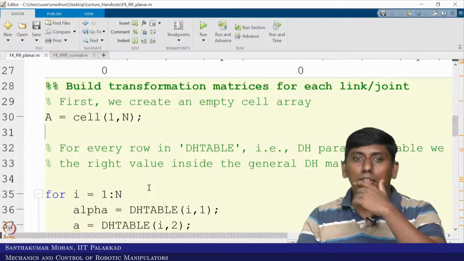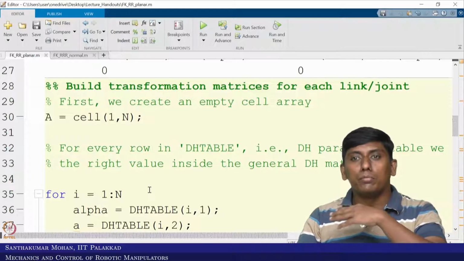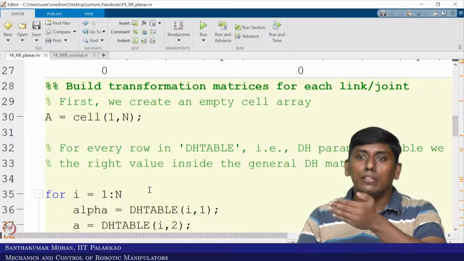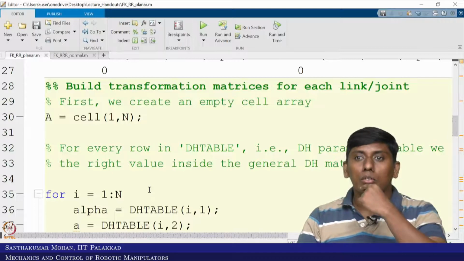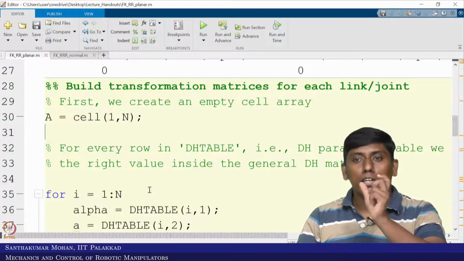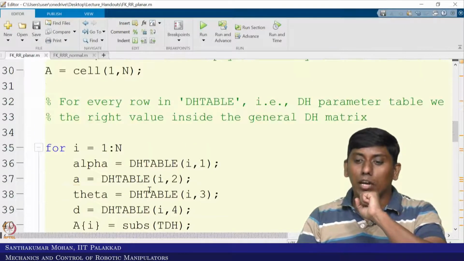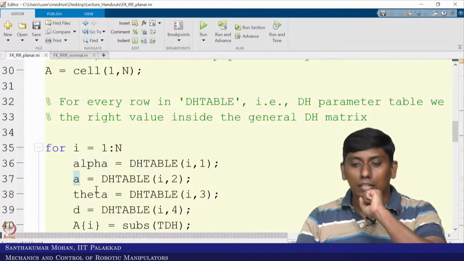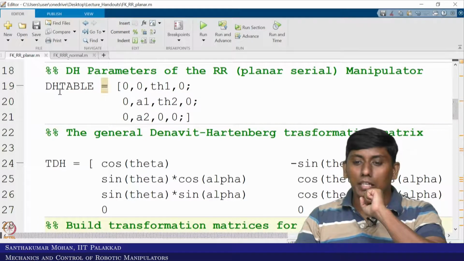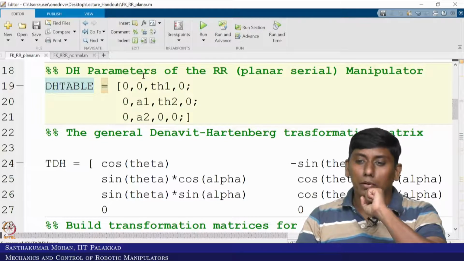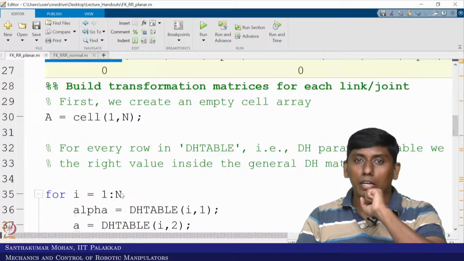Now once we create the cell, we substitute the DH parameters inside the ARM matrix. For that we use a for loop, because there would be 3 rows, and each row corresponds to a substitution that ends up with the corresponding transformation matrix. We substitute alpha first, then a, then theta and D. You can recall this is the DH table, so we are taking the DH table values corresponding to a, alpha, theta and D and substituting them into TDH.